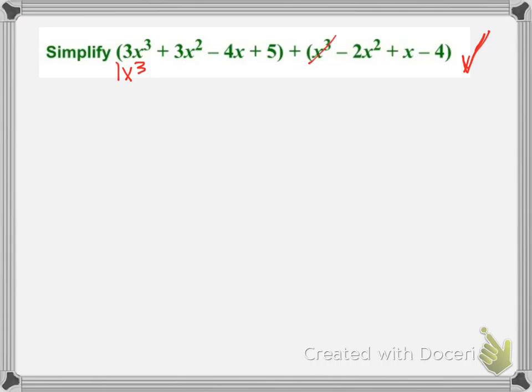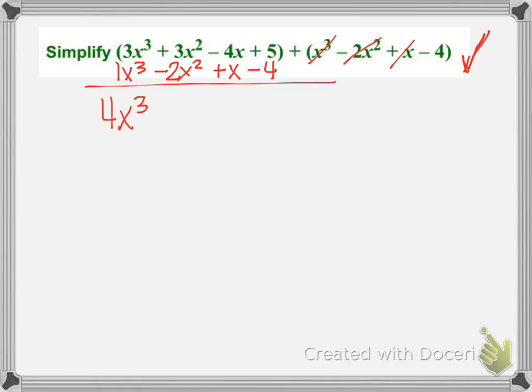Okay, so that's taken care of. Now your negative 2x squared is going to go under the 3x squared because those are like terms. Your plus x is going to go under the negative 4x, and then your negative 4 goes under the 5. Now you just draw your line and you combine like terms. So we have 3x to the third plus 1x to the third is 4x to the third.